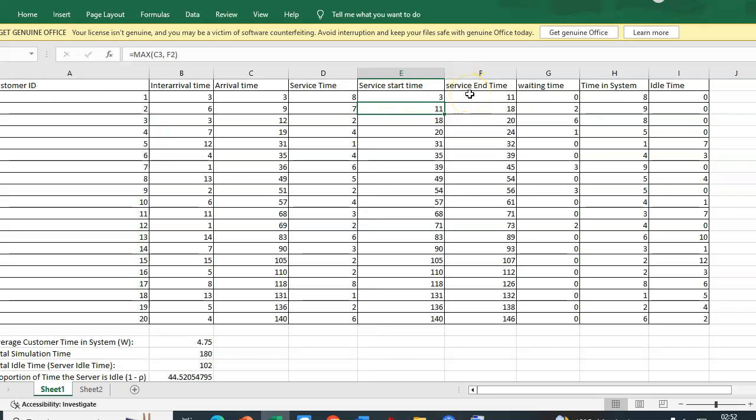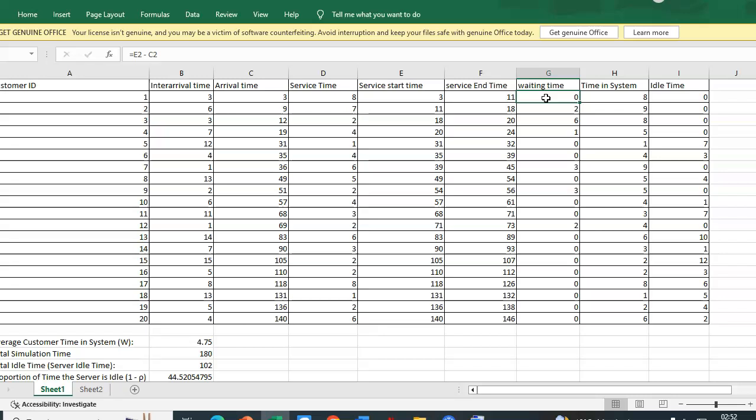And then for the service end time, you get the service end time by adding the service time to the service start time. I think it's very clear. Service time to the service start time. 8 plus 3 is 11. 7 plus 11 is 18. 2 plus 18 is 20.